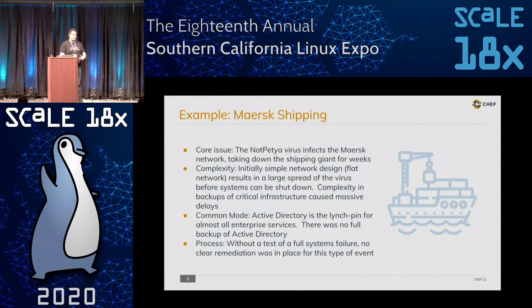Common mode: Active Directory is relied upon by most, if not all, enterprise processes, right? No full backup of Active Directory results in a particular issue here. And then the process: they didn't have a test of a full system failure. Again, nobody assumed it was possible for all of Active Directory to go down all at once, right? It was not part of their test or their failure plan.